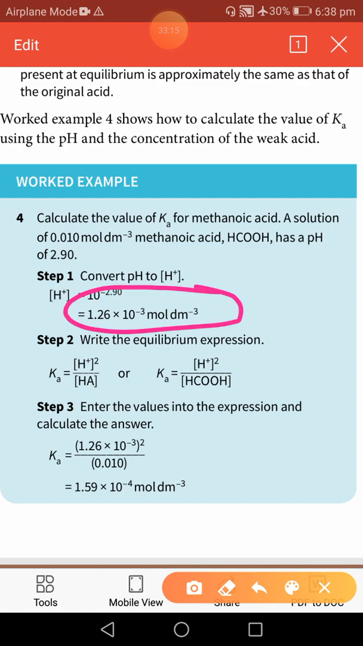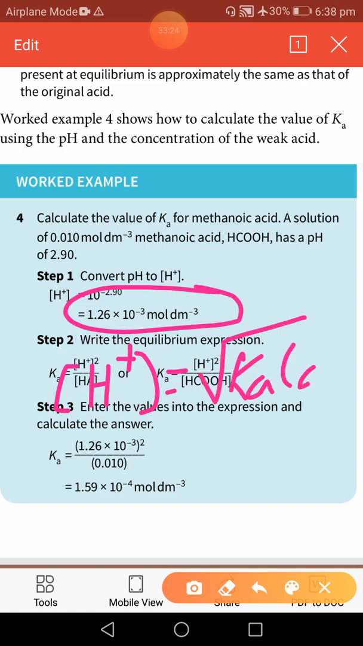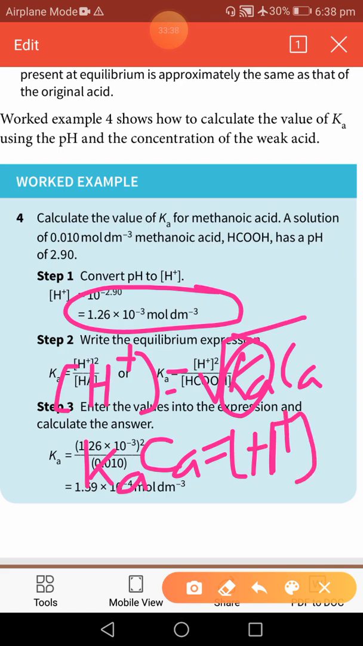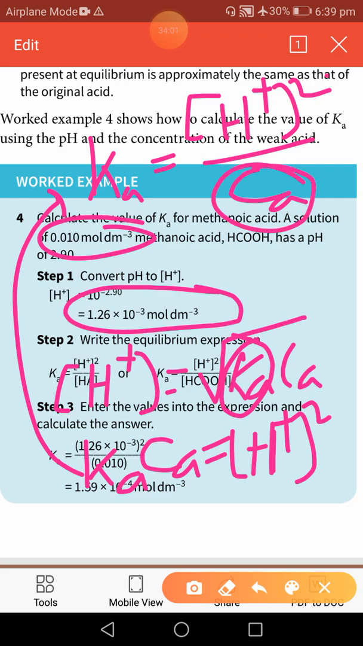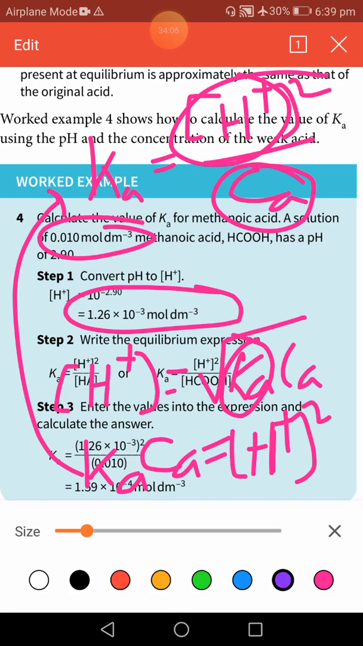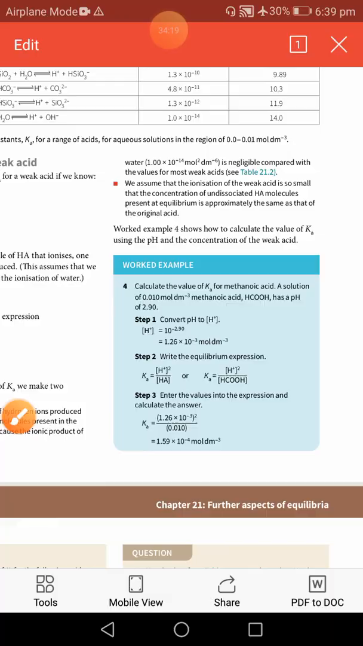Now remember the relation between H plus and Ka. The concentration of H plus is equal to root over Ka into Ca. Now if you are to find the Ka, then square both sides to give concentration of H plus whole square. So Ka would be equal to concentration of H plus squared divided by Ca, that means the concentration of the acid. And look here, the concentration of the acid is already given, and H plus you have already found from here. Now put all these values together to find the value of Ka. This is really very easy.